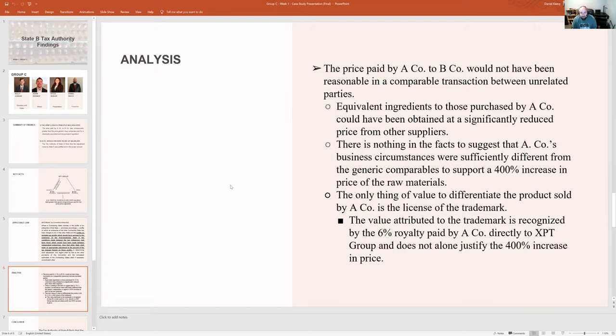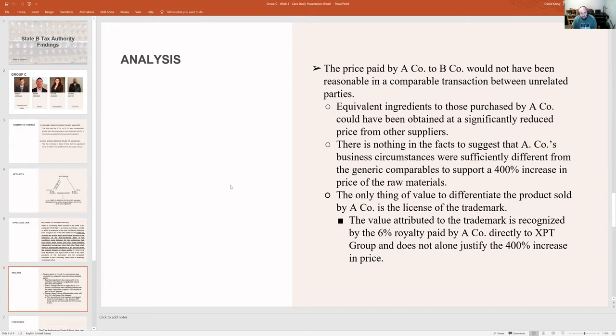But the equivalent ingredients to those purchased by A company would have been obtained at a significantly reduced price from other suppliers. Now, in the facts, we couldn't find anything to suggest that A company's business circumstances were sufficiently different from the generic companies to support that 400% increase in the price of the raw materials. And with that in mind, the only thing of value to differentiate the product sold by A company was the license of the trademark. That's the 6% royalty paid by A company directly to XBT Group.